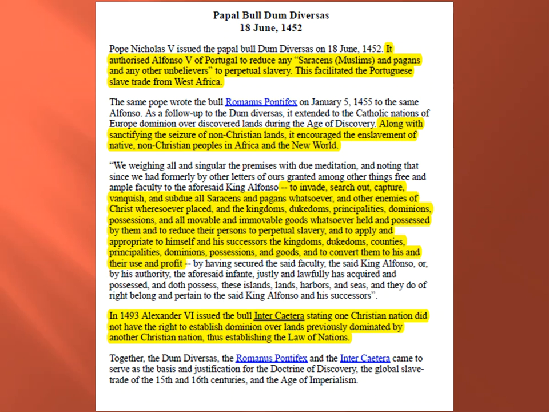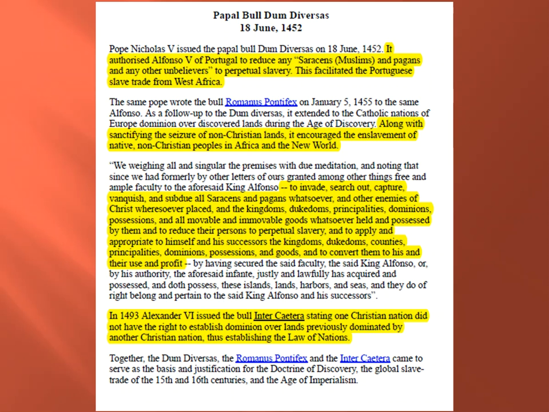And by having secured the said faculty, the said King Alfonso, or by his authority, the aforesaid infant, justly and lawfully has acquired and possessed and doth possess these islands and lands, harbors, and seas, and they do of right belong and pertain to the said King Alfonso and his successors.